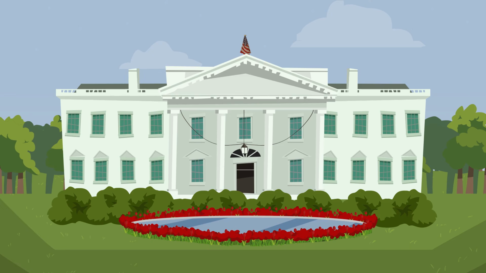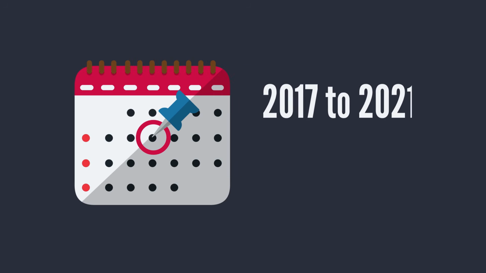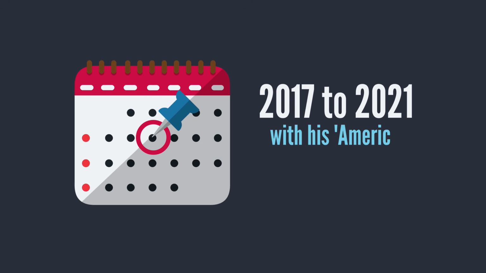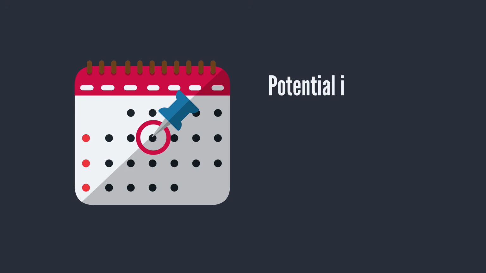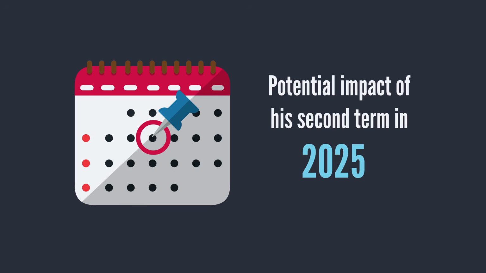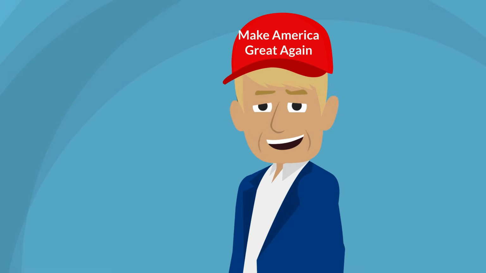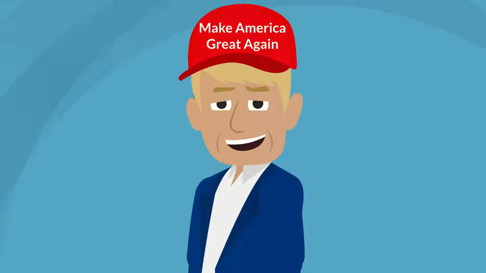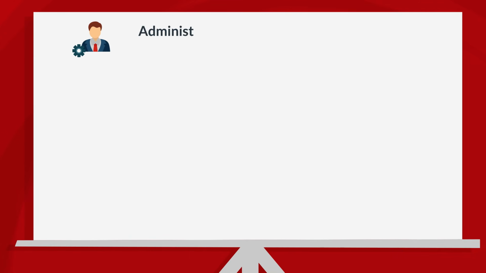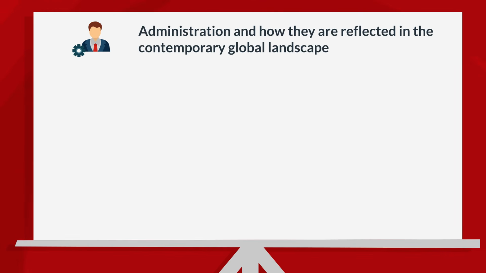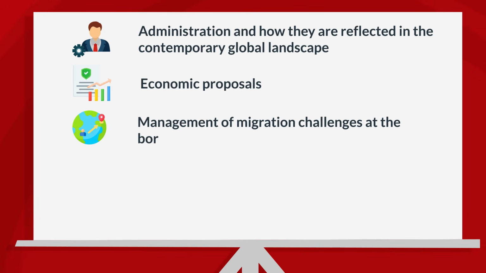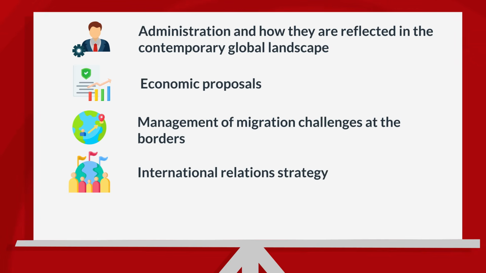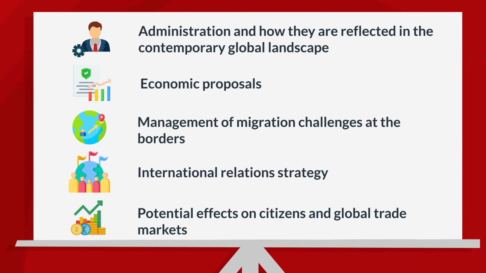We will cover his first term in office from 2017 to 2021 with his America First approach, and consider the potential impact of his second term in 2025 with his Make America Great Again slogan. We will explore the policies that have characterized his administration and how they are reflected in the contemporary global landscape, focusing on economic proposals, his management of migration challenges at the borders, his international relations strategy, and its potential effects on citizens and global trade markets.